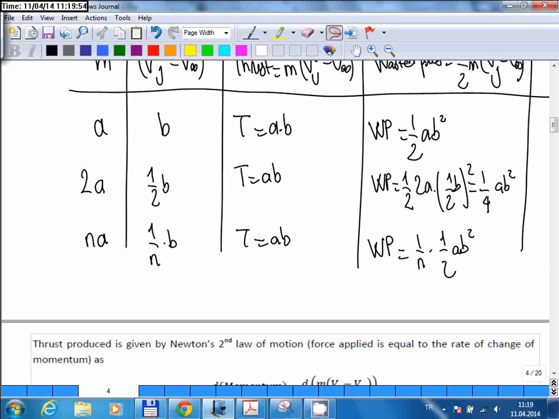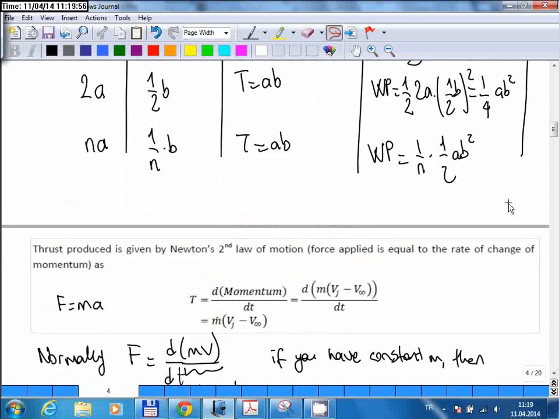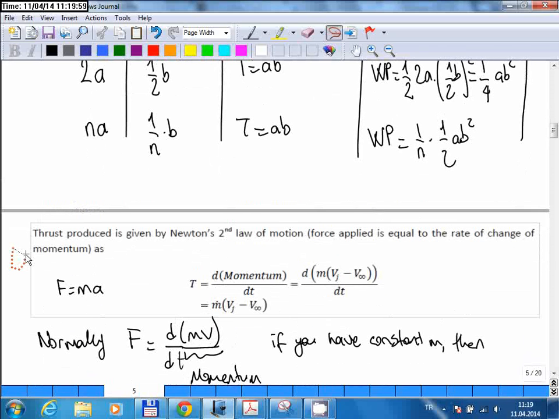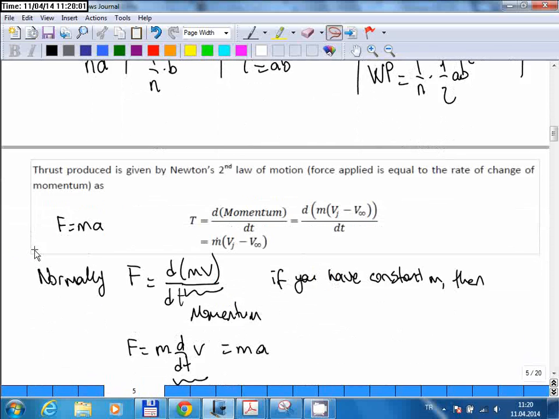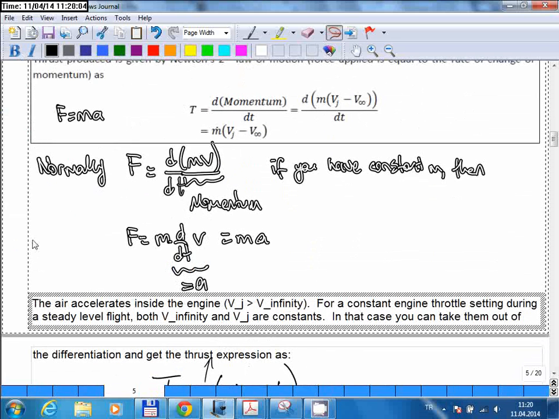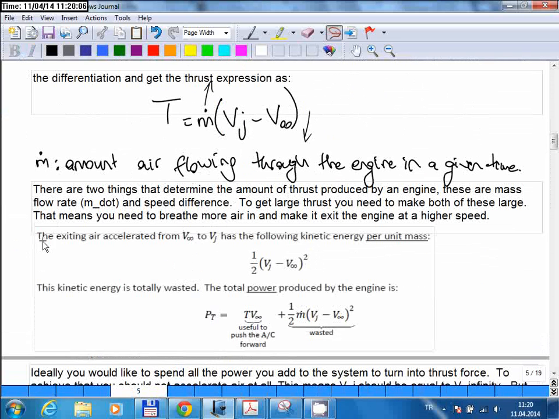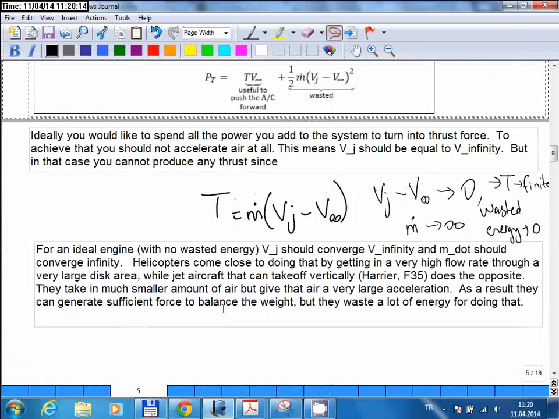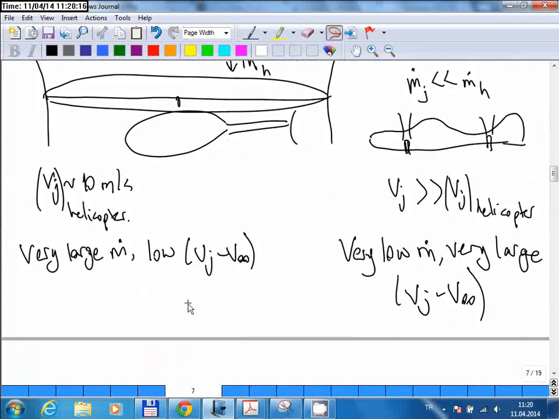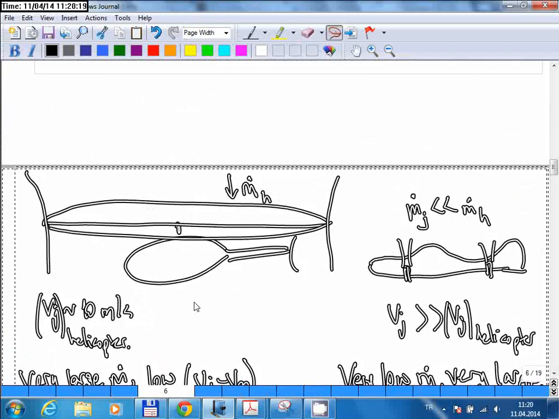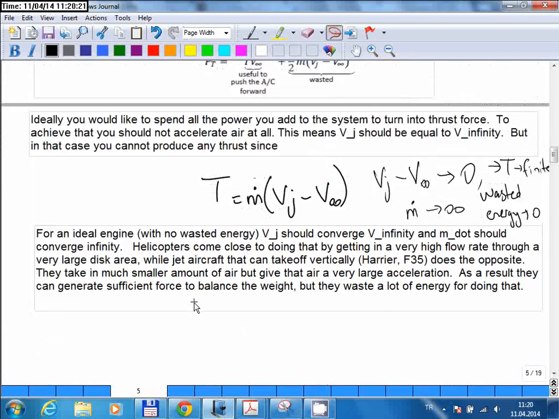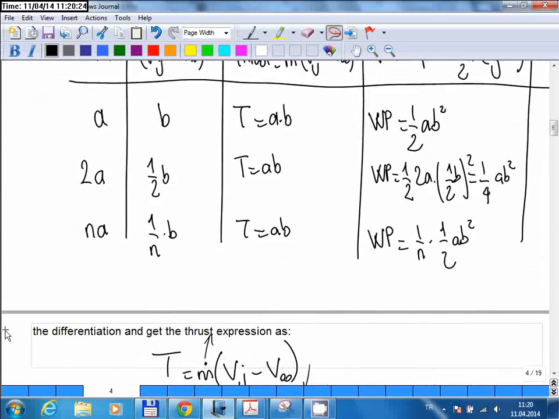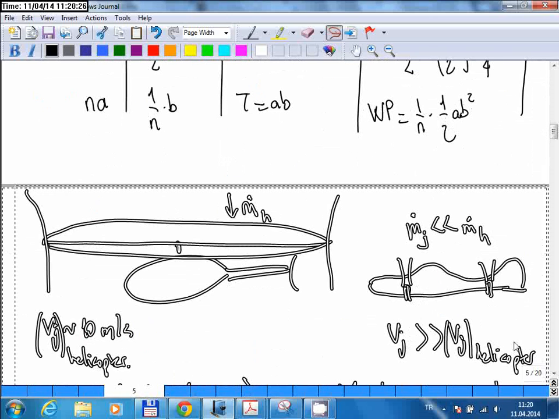I'm going to show you some examples from real aircraft. So actually there are two examples of this. I'm going to show you two extreme examples of this.